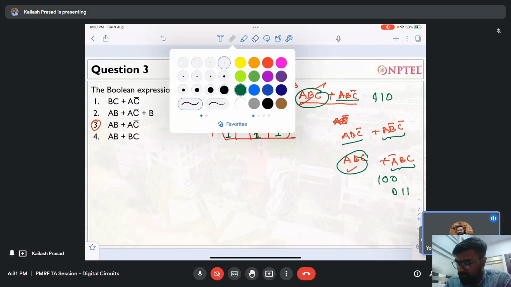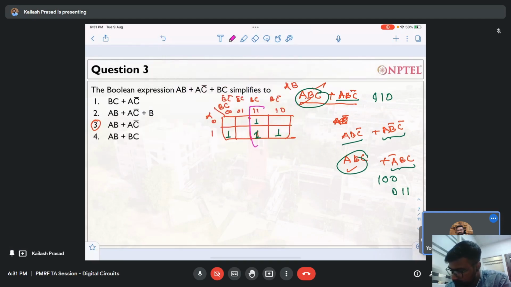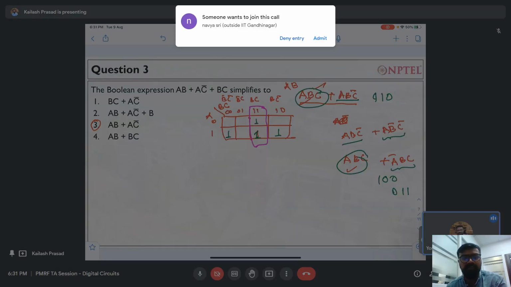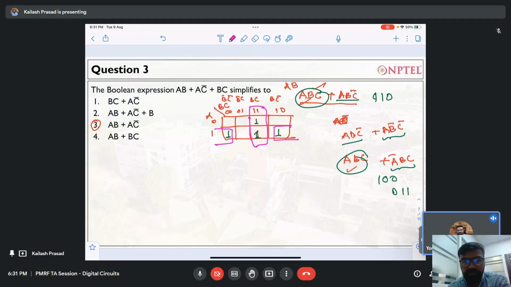Now it is extremely simple. You see here I can combine these two, and then I can combine these two, right? So I will only have two literals. Let's see what I have. The first is BC, and plus here I have A, and what do we have common here? C bar. So this is BC plus AC bar. This is a wrong option.